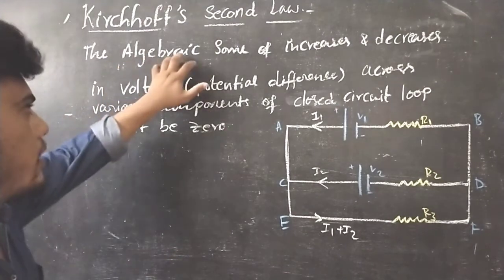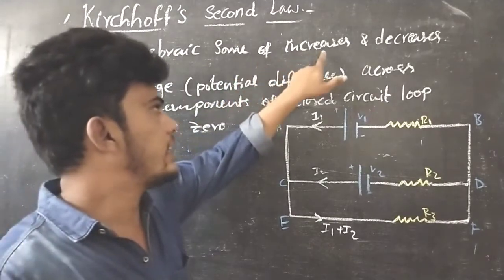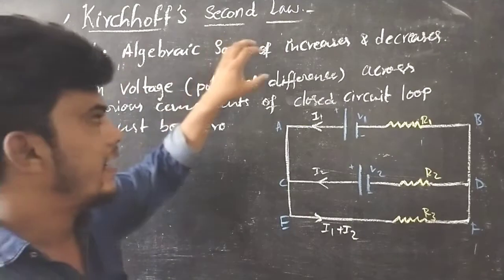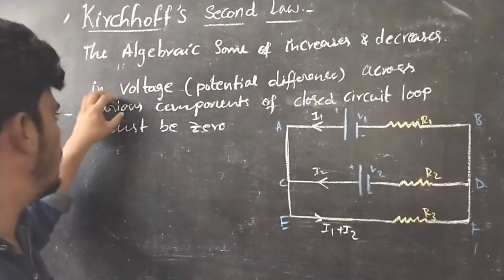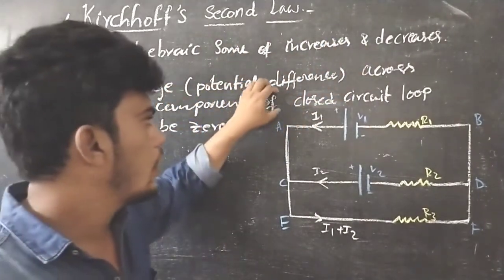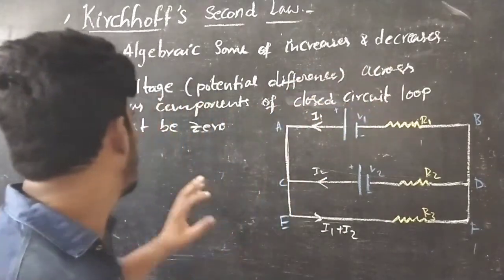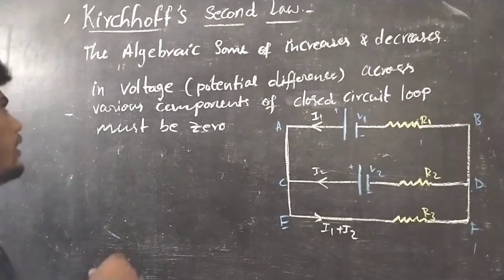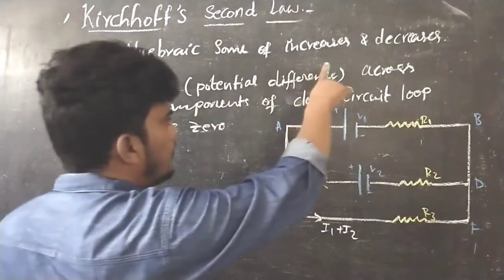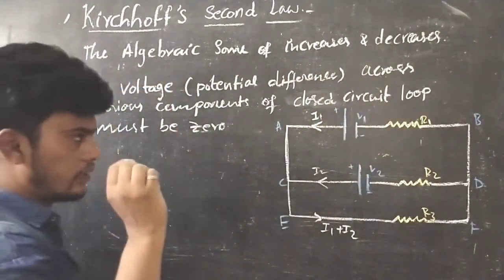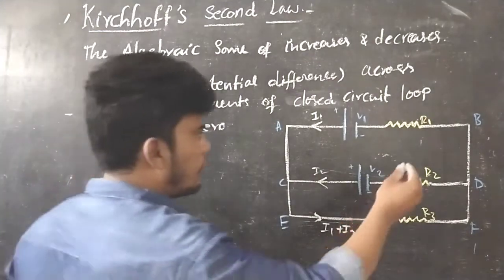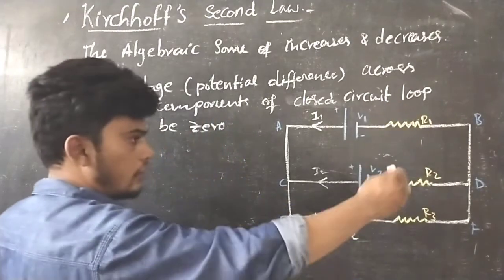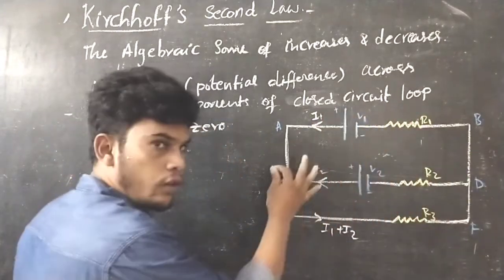The algebraic sum of increases and decreases of voltages across various components of the closed circuit loop must be 0. Here, look at here, the algebraic sum of increases and decreases of voltages across different components of the closed circuit or closed loop. So it is a closed loop.